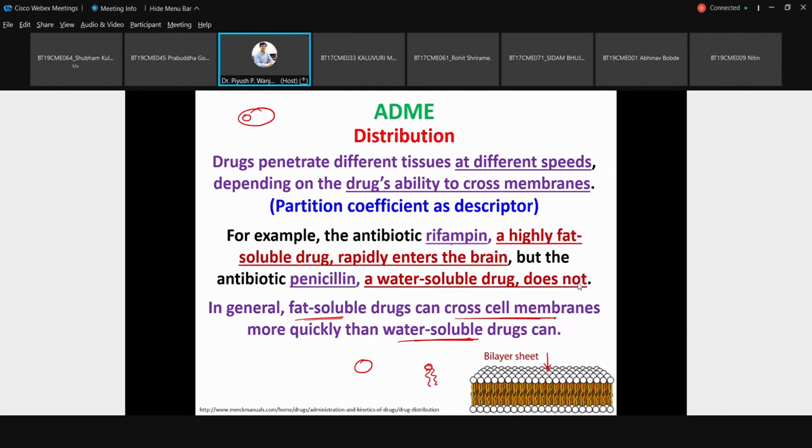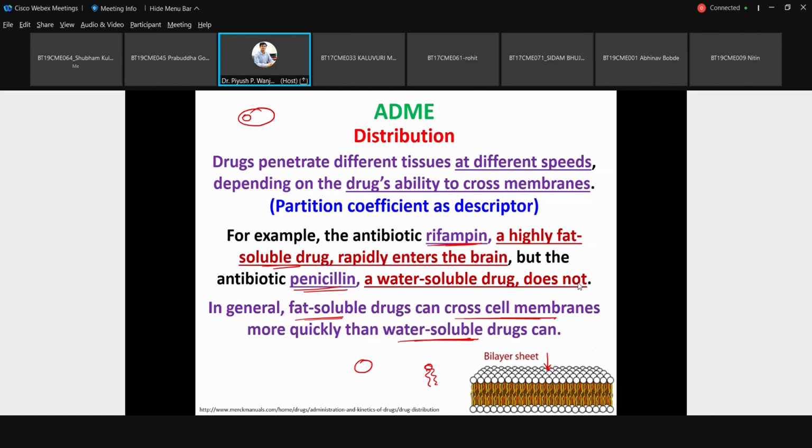For example, the antibiotic rifampin is a highly fat-soluble drug. They say it rapidly enters the brain by crossing barriers like these. Whereas pharmaceutical compounds like penicillin, which is a water-soluble drug, cannot easily penetrate these types of layers. So in those cases, you need to have some other strategies.